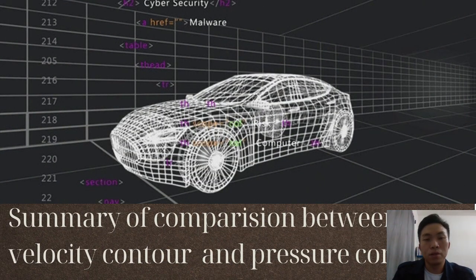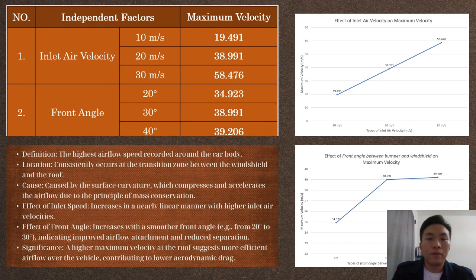Now I will make a summary for maximum velocity and maximum pressure. For the maximum velocity, when varying the inlet air velocity at a fixed 30 degrees front angle, the maximum velocity showed a near linear increase. It was 19.491 meters per second at 10 meters per second, 38.991 meters per second at 20 meters per second, and 58.476 meters per second at 30 meters per second.